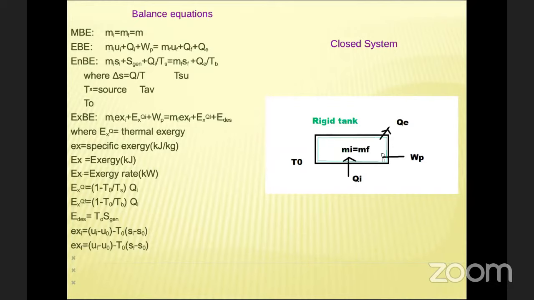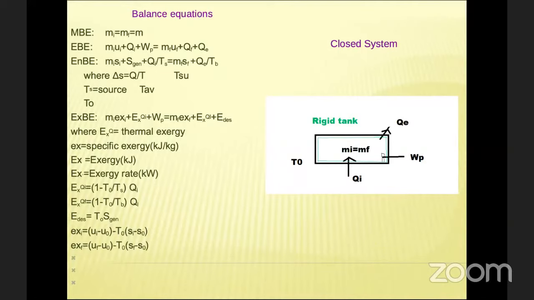So it is a closed system with a rigid tank. Rigid tank means the mass is not crossing the boundary, so initial mass and final mass are the same. The surrounding is at a temperature, say T naught, ambient. We are giving some heat input, Qi, and at the same time, we are doing some stirring action within that fluid using some small pump. So both energies will do some displacement in this rigid tank and some heat will be lost to the surroundings. This concept we have to understand perfectly, and only then go for the balance equations.